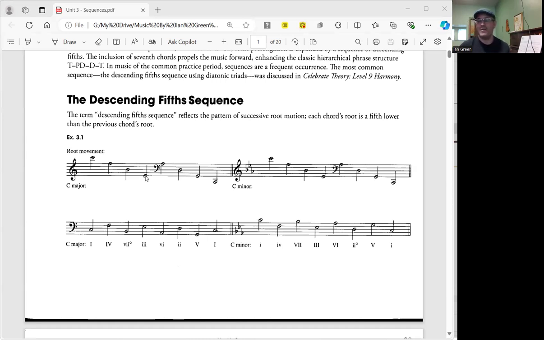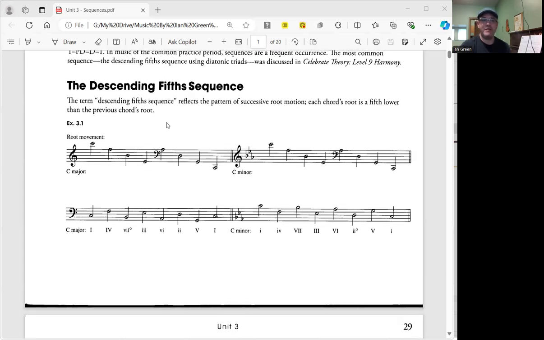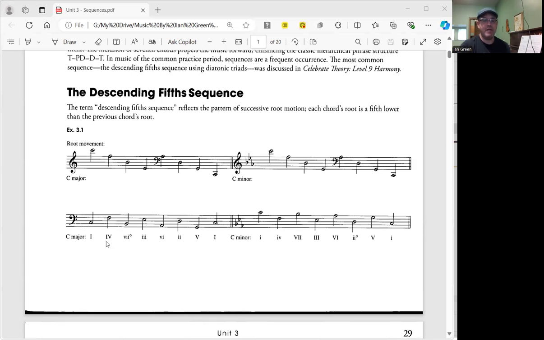And usually a sequence occurs when a certain pattern is played or written and then repeated at least once. Now, one traditional way that the descending fifths sequence is written is where you start off on your tonic and you can either go down a fifth, down to the 4 chord, and then up a fourth, and back and forth we go. Or you can go up a fourth and then down a fifth.